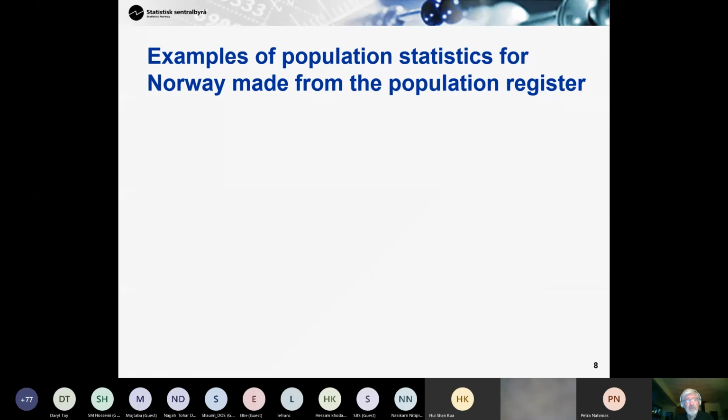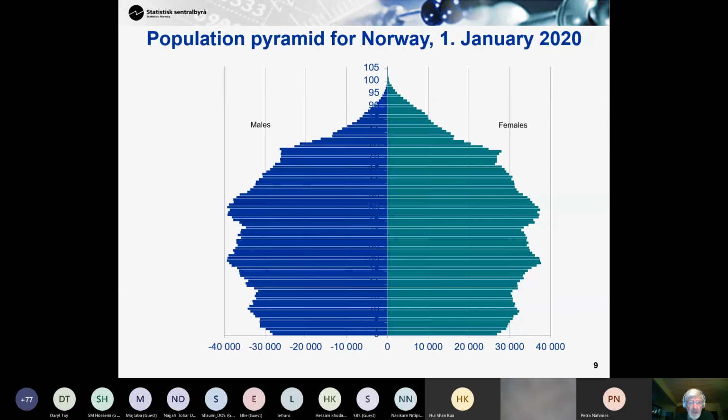I will now show a few examples of population statistics for Norway made from the population register in the form of graphs. The first is the population pyramid, 1st of January this year, and it shows the population by age and sex, in 1-year age groups. I will not comment on the shape. You have a typical developing country shape with a very heavy upper part. This can be produced several times a year.